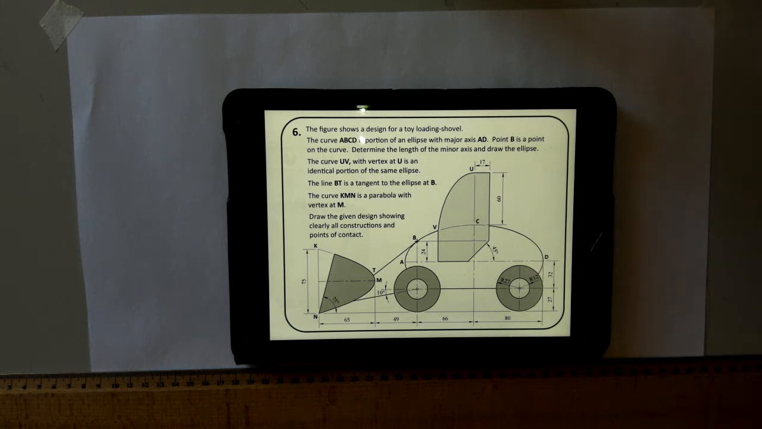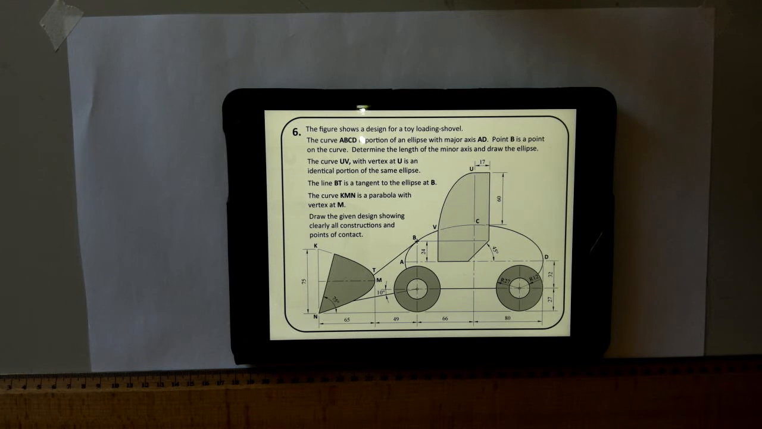Hi lads, in this video I'm going to go through the 2018 higher level question 6. It tells the figure shows a design for a toy loading shovel. The curve ABCD is a portion of an ellipse with major axis AD. Point B is a point on the curve. Determine the length of the minor axis and draw the ellipse.